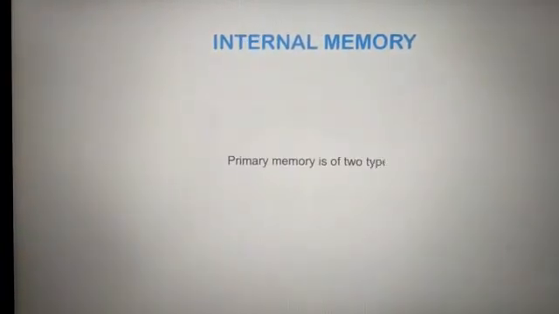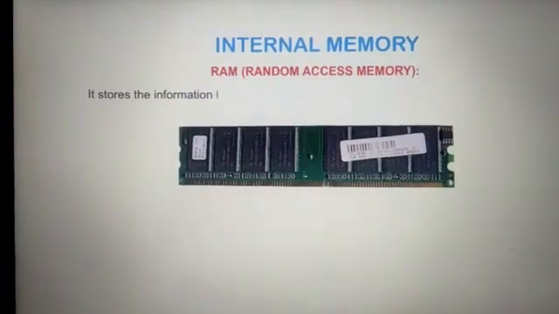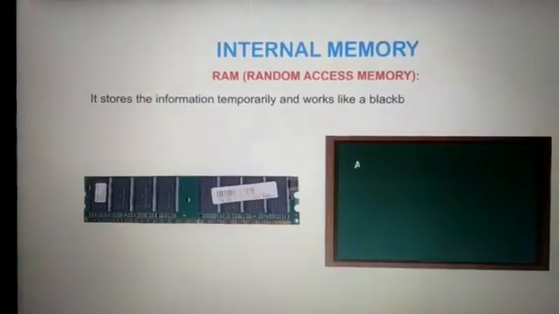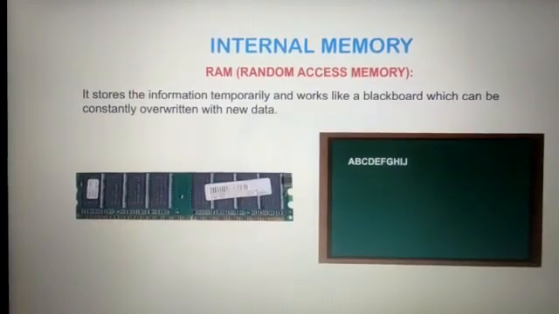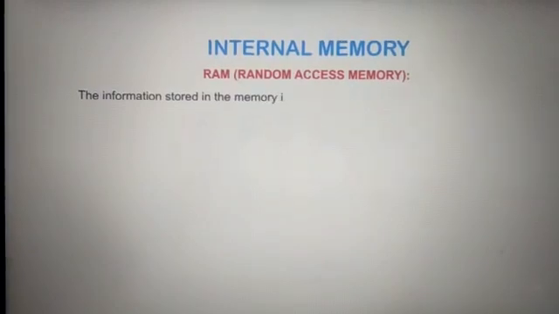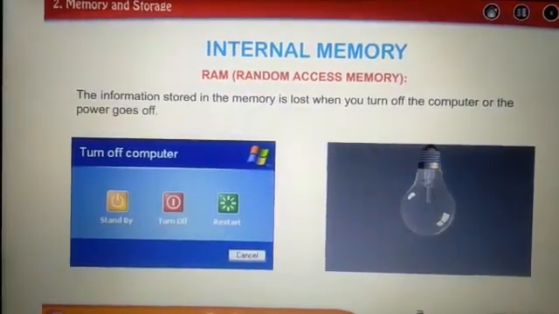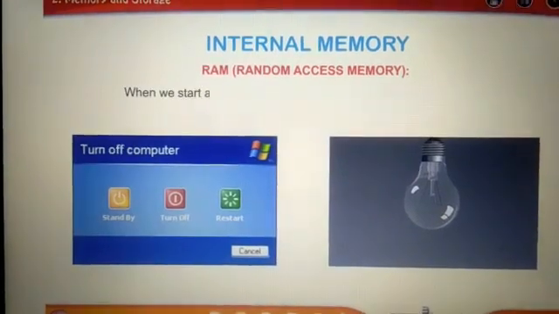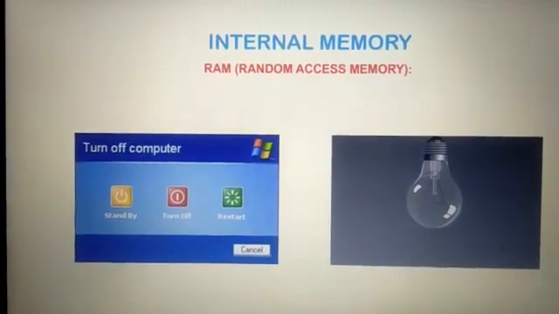Primary memory is of two types. RAM, random access memory. It stores the information temporarily and works like a blackboard which can be constantly overwritten with new data. The information stored in the memory is lost when you turn off the computer or the power goes off. When we start a computer, the operating system is loaded into RAM.